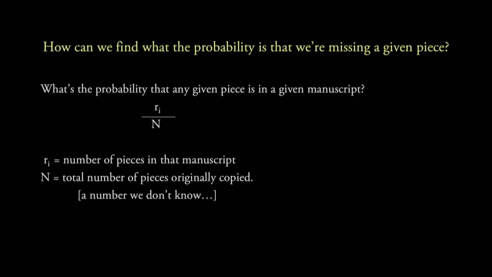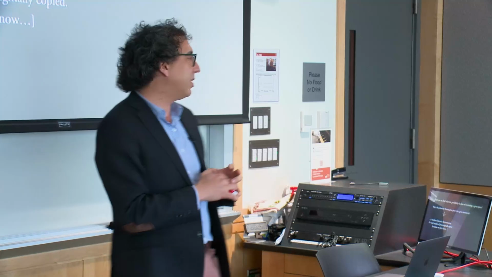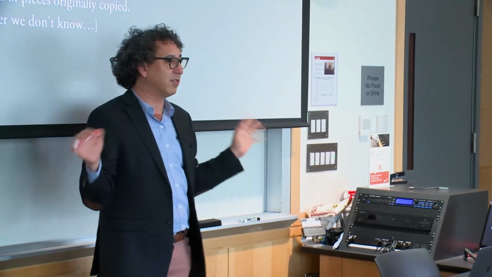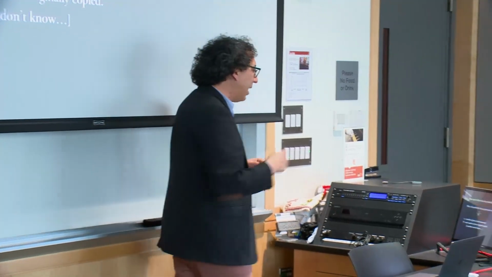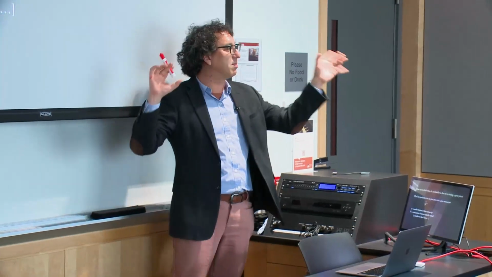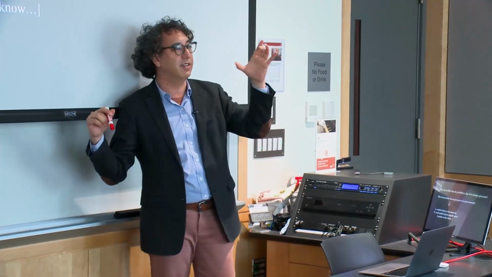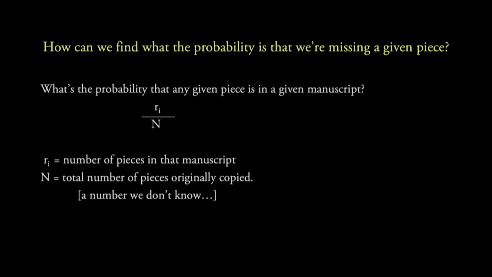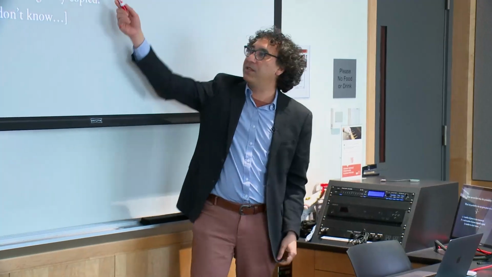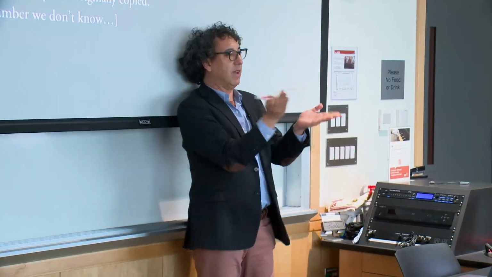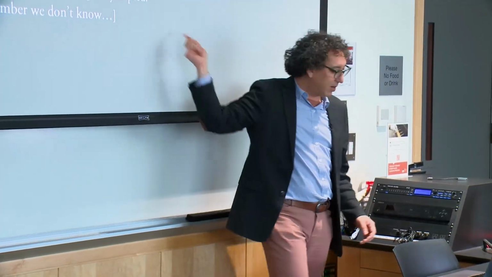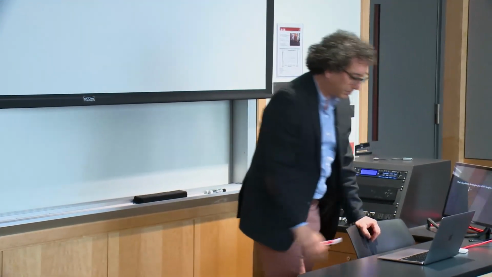So we can look at, well, what's the probability that a given piece would be in a manuscript? Now we'll start with the assumption that every piece is sort of selected randomly. So we start with how many pieces are there in a manuscript, which is just like a collection, like a box set of lots of tunes. How many pieces are there in that manuscript? We'll call that R sub I. And you divide it by the total number of pieces that were originally copied. So we know how many pieces are in a manuscript because we can count what survives. But we don't know the total, so we just move our unknown to another place.